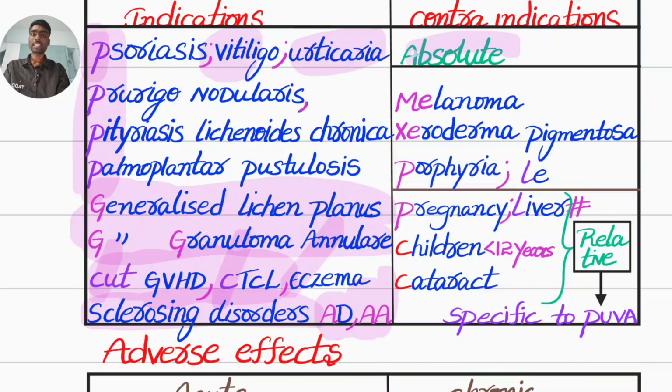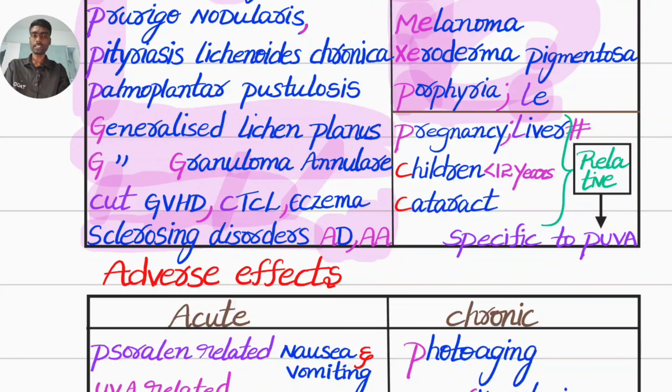Here, wherever we are using light, the absolute contraindications are common: xeroderma pigmentosum, melanoma, porphyria, systemic lupus erythematosus. No need to study separately. Everywhere light is being used as therapy, we have to avoid it in these patients. Specific to UVA, some relative contraindications are there: pregnancy, liver abnormalities, children less than 12 years, and cataract. These are specific for UVA. That means these are not at all contraindications for UVB.